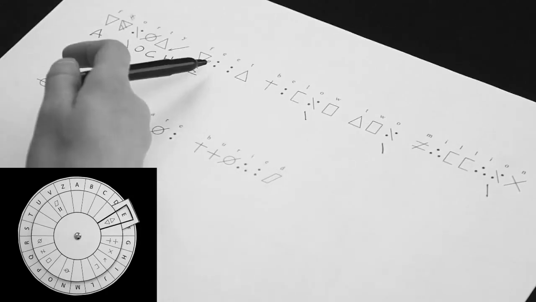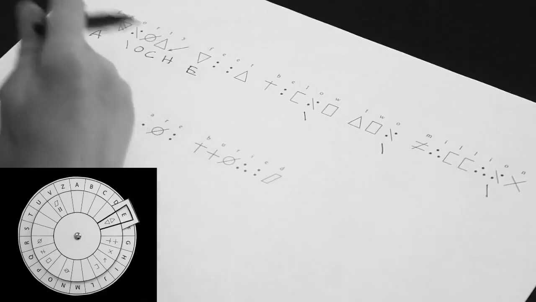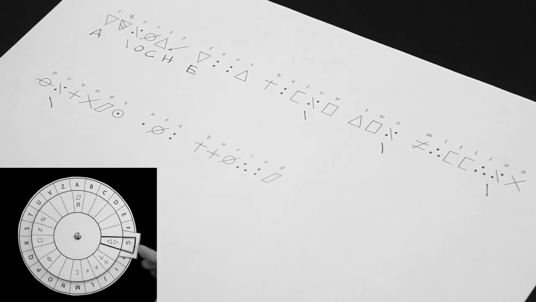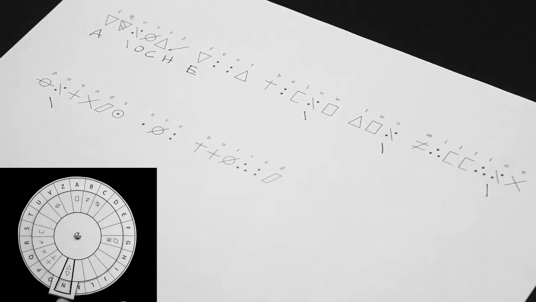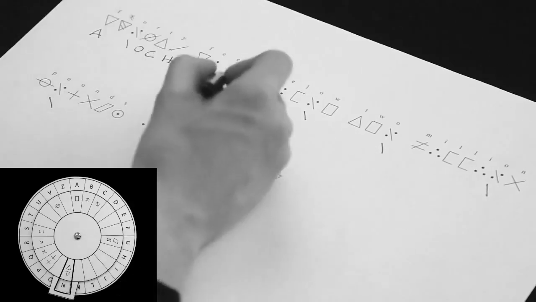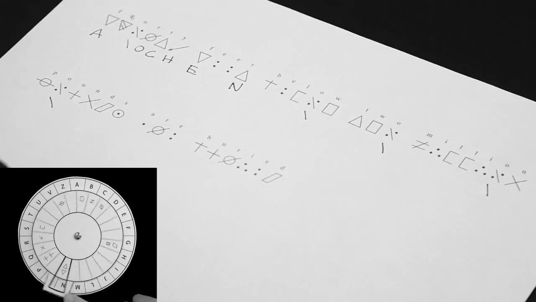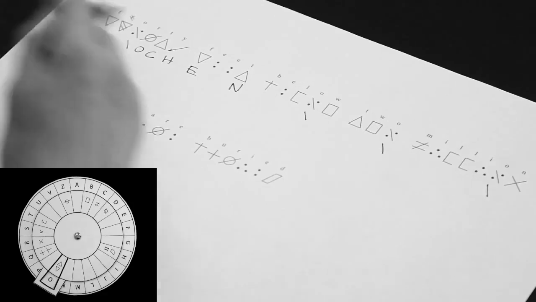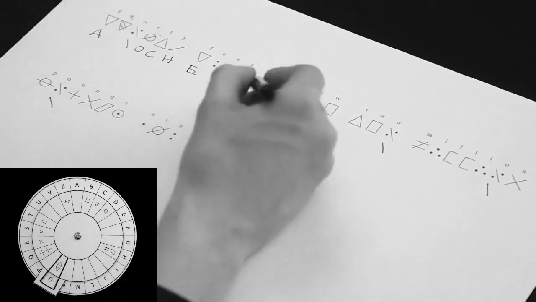And now we have come to our first operating symbols, which are 2 symbols of 2 dots each. This means we should turn 1, 2, 3, 4, and then 1, 2, 3, 4. Then we read the triangle, which is N. And then we turn one step. And then we check the cross symbol, which is Q.